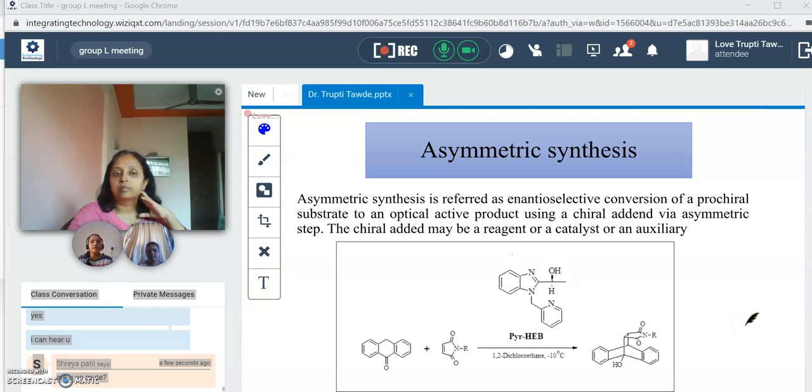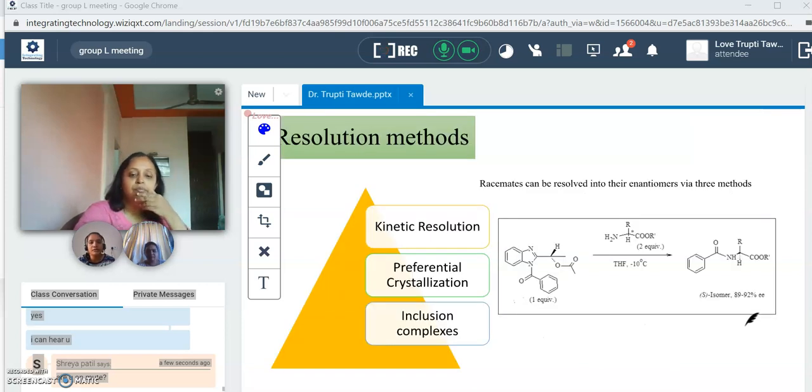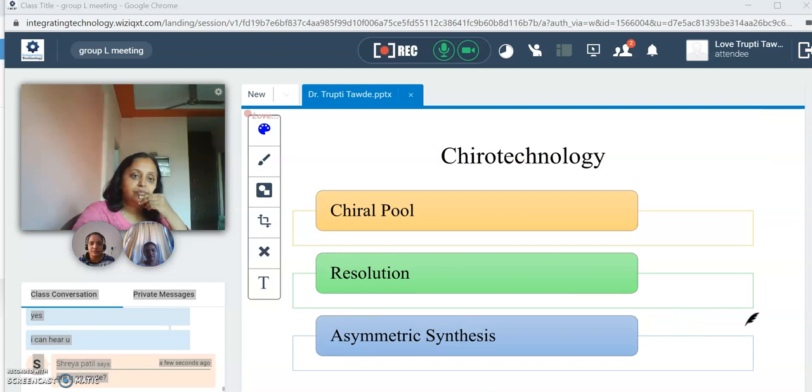So these are the three methods of obtaining enantiomerically pure material. One is the chiral pool, second is the kinetic resolution, and third method is the asymmetric synthesis.